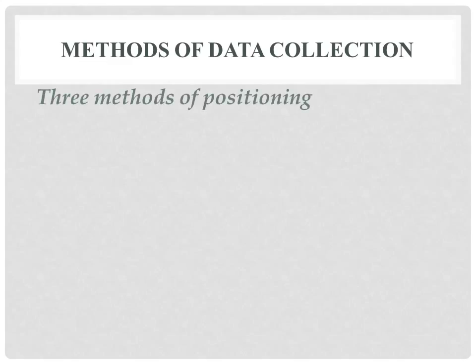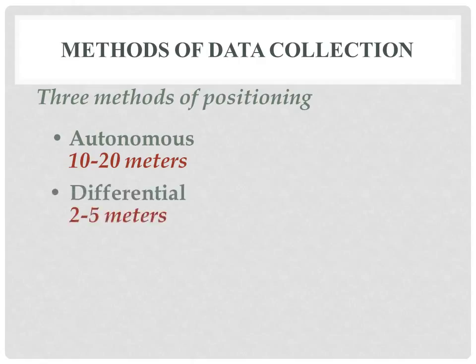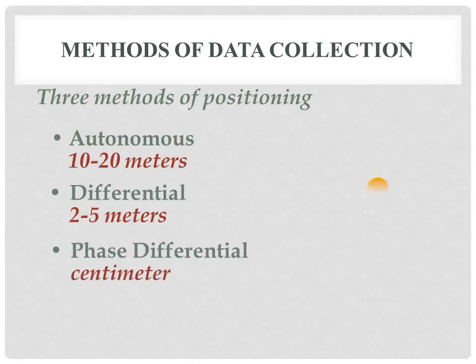There are three different methods of positioning: autonomous, differential, and phase differential. First of all, autonomous data collection involves 10 to 20 meter positioning. Differential would include 2 to 5 meter ranges of positioning, and phase differential would include centimeter ranges of positioning.